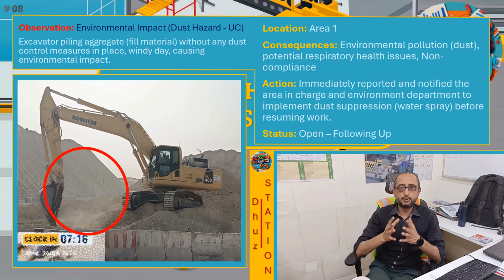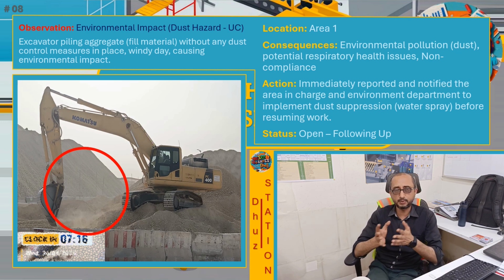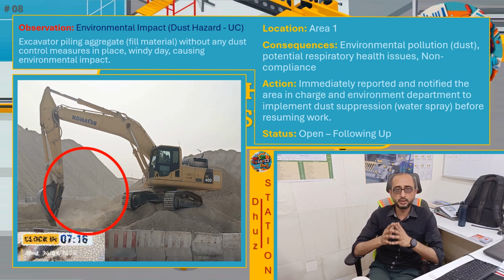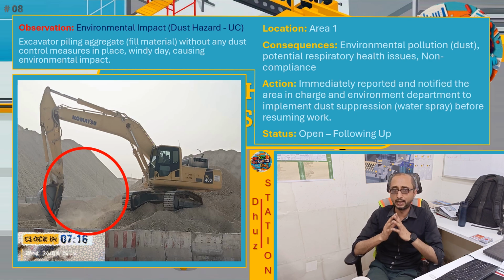This observation is labeled as environmental impact, and the hazard here is dust hazard. Immediate cause is unsafe condition. What is the issue here? An excavator is piling aggregate fill material without any dust control measures in place. It is a windy day, so it is causing environmental impact. Location is area 1. Consequences: this dust can cause serious health issues.